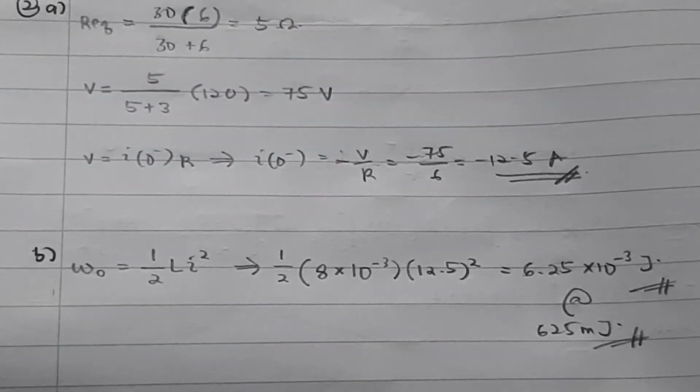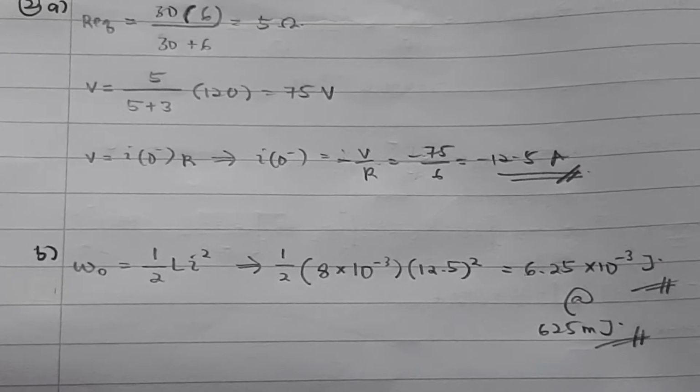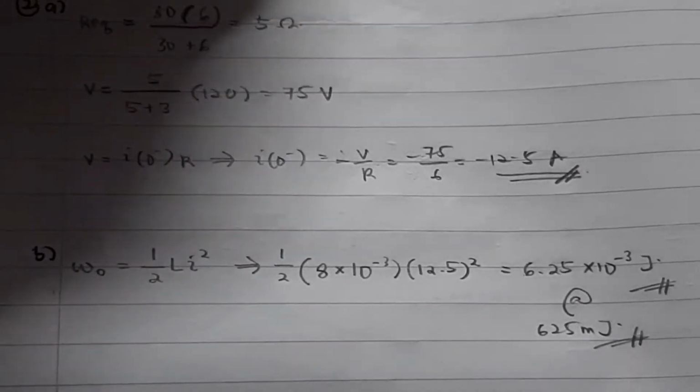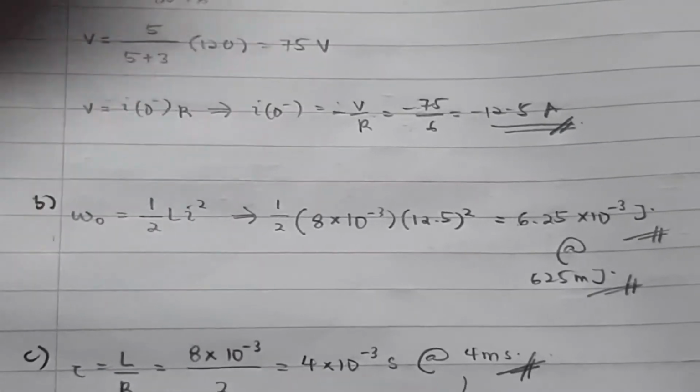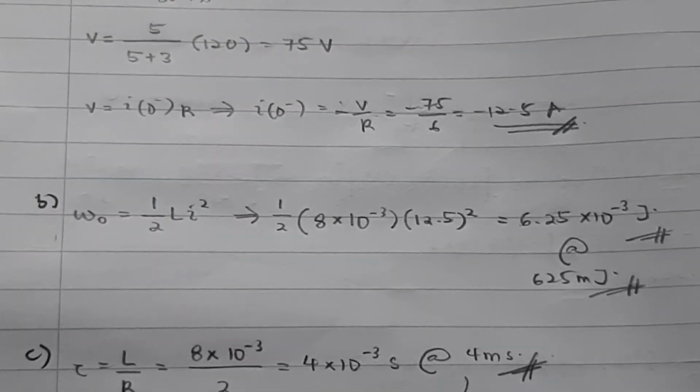The next question: calculate the initial energy stored in the inductor. For the second question, we simply use the formula omega naught is equal to 1 over 2 L I squared. So what is L? L is the inductance.